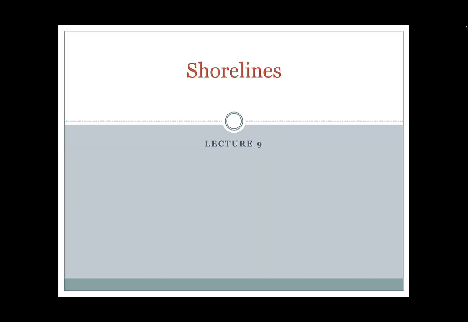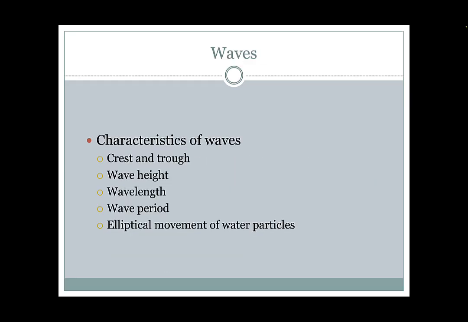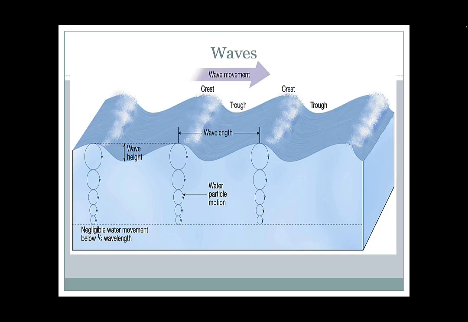In this lecture, we're going to talk about shorelines. And we're going to start by talking about the waves that you see when you visit the beach. So when we're describing these waves, there are certain measurements we can take to describe how big or small the wave is. And in order to do that, we need to understand some terms like the crest and the trough. And then we can talk about what wave height and wave length and wave period means. And then we'll also talk about the motion of water particles associated with these waves.